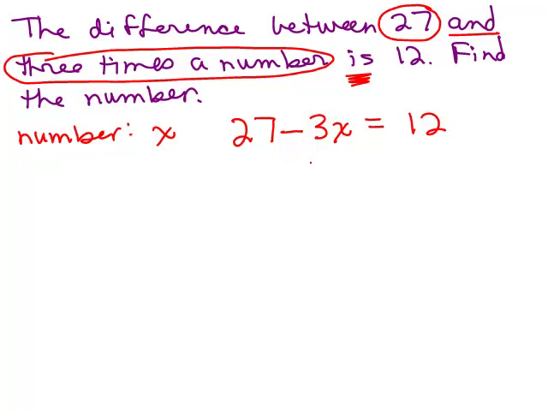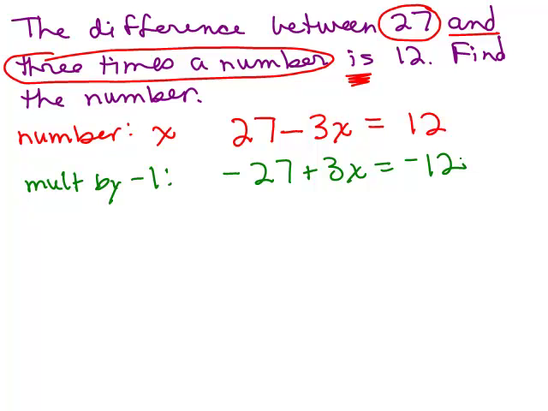Okay, now let's solve this. Since I have a minus sign in front of the variable, I'm going to multiply both sides of the equation by -1, which means all signs change. That works because it's an equation. So everything becomes -27, plus 3x, and -12. This is a technique to get a plus sign in front of a variable. There are a lot of different ways to solve this equation, and you might use a different method.